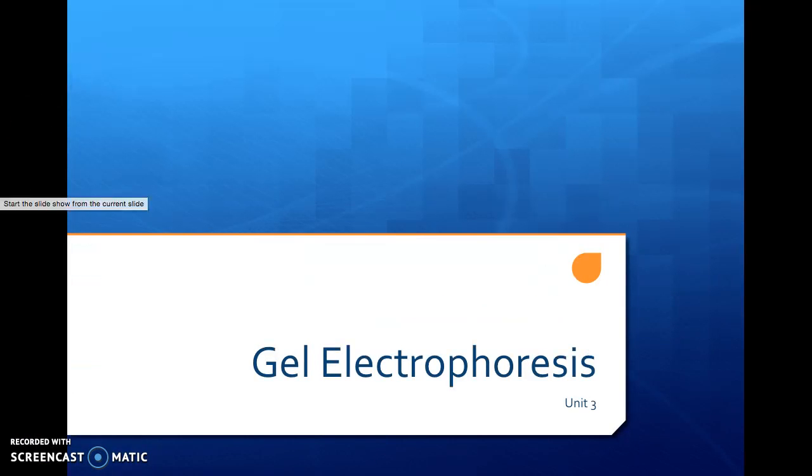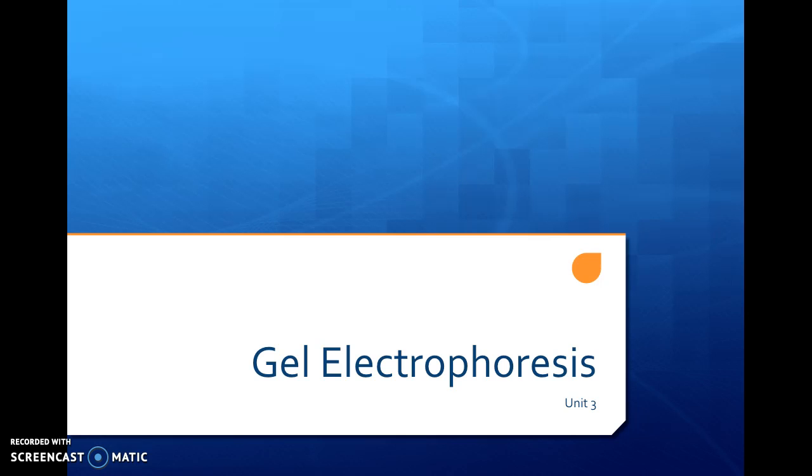This lecture is on gel electrophoresis. This was one of the main things covered on the AIR practice test, and I thought it would be a great thing to go over before we take the AIR test. So we're going to dive into this. This is part of Unit 3, which is our DNA unit and heredity.